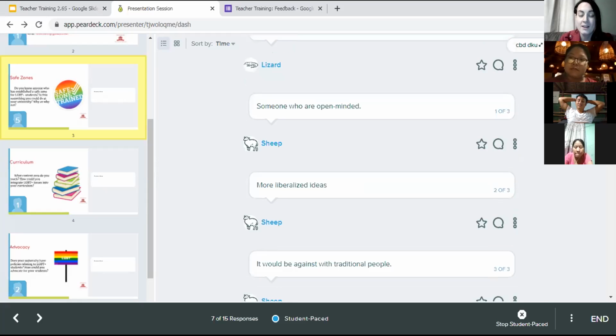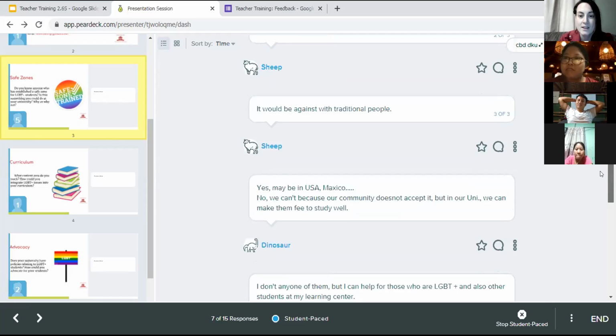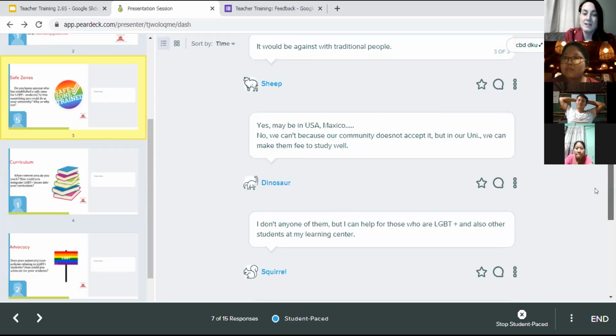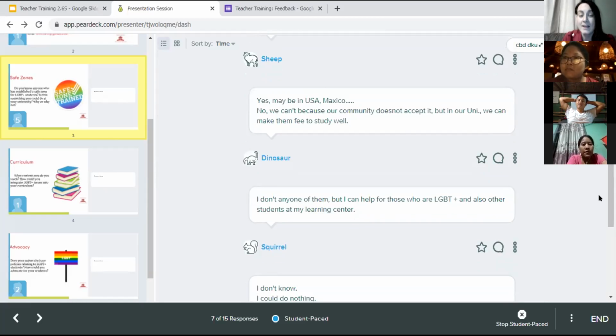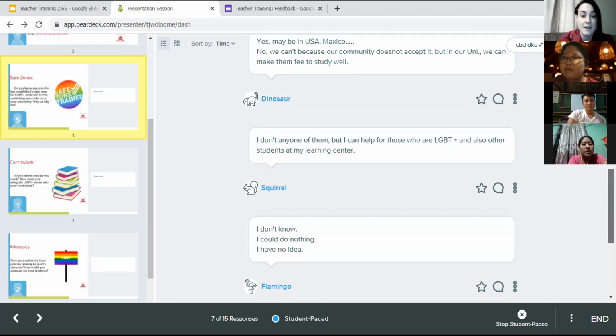Someone who is open-minded, with more liberalized ideas. It would be against traditional people. Maybe in USA and Mexico. Yeah, so no, we can't because our community doesn't accept it, but in our universities, we can make them feel to study well. Good. I don't know any one of them, but I can help those who are LGBT plus and also other students at my learning center.